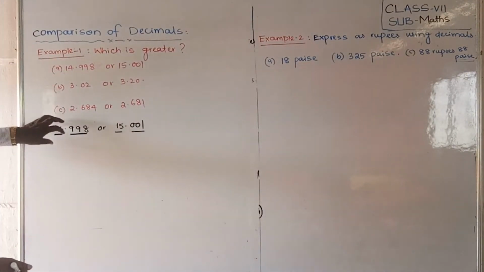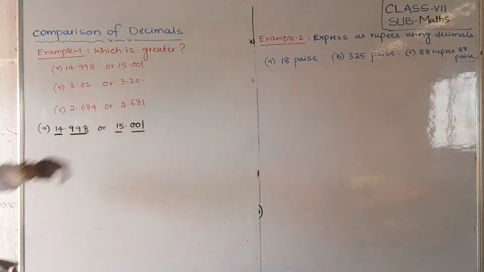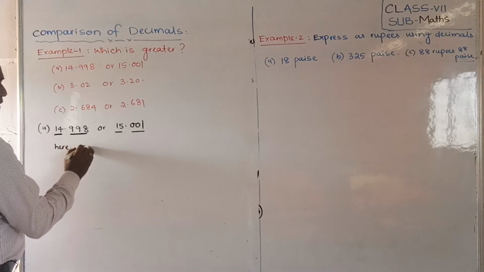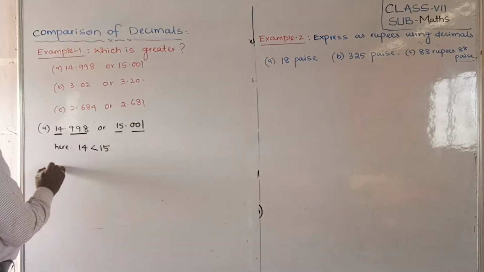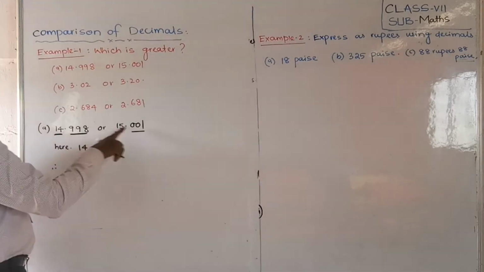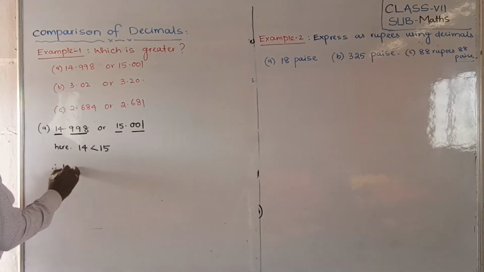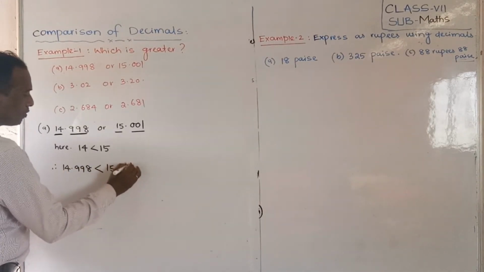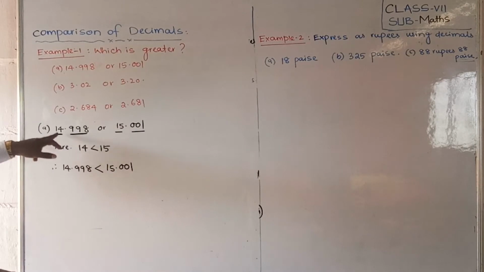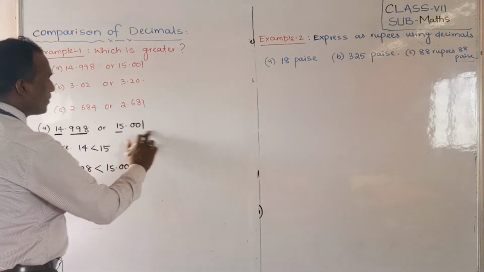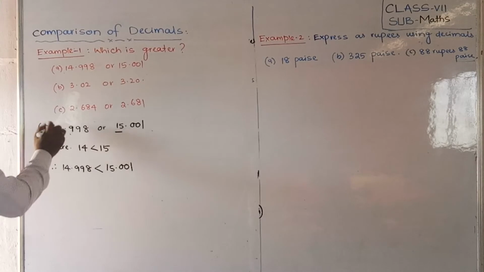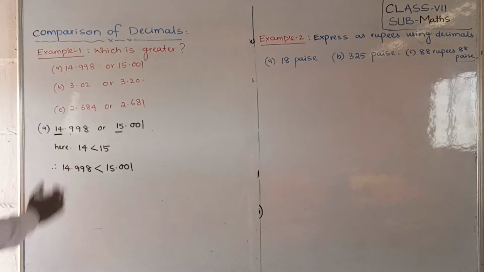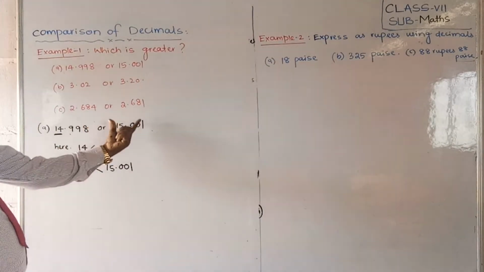So first of all check the whole parts of both: 14 and 15. 15 is greater, so 14 is smaller than 15. Hence you can directly write that this decimal number is smaller than that. 14.998 is smaller than 15.001. Did you understand, friends? First of all check the whole part. No need to check the decimal part. Only check the whole number part. If you compare the whole parts and find which number is greater, that decimal number is greater.